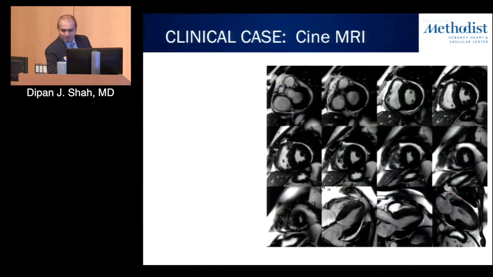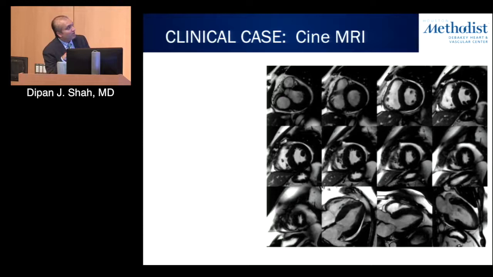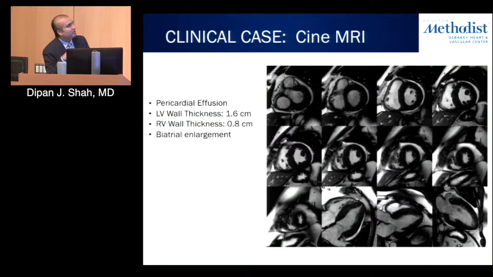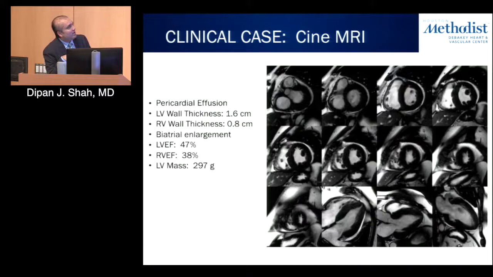Let's move on to another condition. Here, if we just look at the cine images, there's a small pericardial effusion, there's left ventricular hypertrophy, there's probably some RVH as well, there's mild LV dysfunction with the EF, I think we measured about 47%, and mild RV dysfunction as well with the RVEF of 38%. But I think on the basis of this alone, this is not diagnostic of anything per se. It's a patient with heart failure.